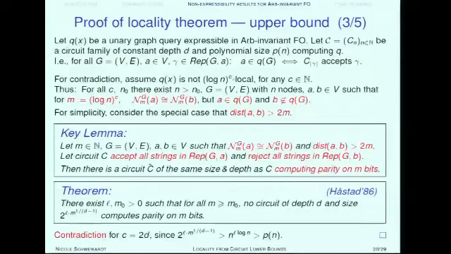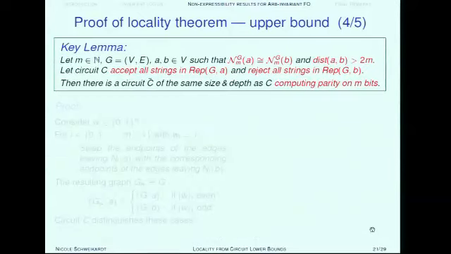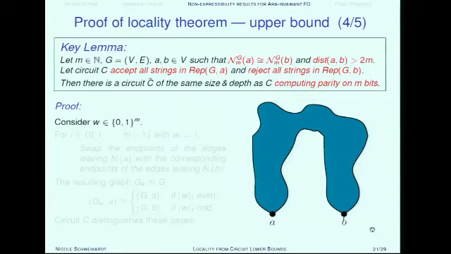So everything we still have to do is show this lemma here, which is a kind of reduction. We reduce the situation violating this locality to a circuit computing parity. So how does this work? So here is the statement of the lemma once again. So we want to compute parity on m bits. So let's consider a bit string of length m, whose parity we want to compute.